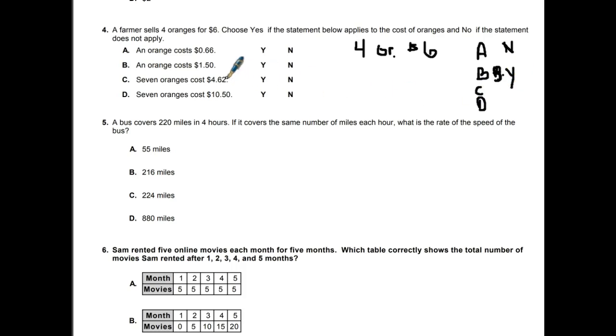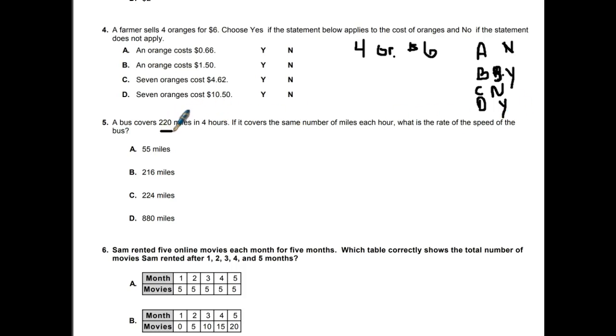C, 7 oranges cost $4.62. Well, if you found your unit rate, you would be able to then find out what the cost of 7 oranges is, and you would know that that is not a true statement. And D, 7 oranges cost $10.50. Again, when you found your unit rate and you calculated these, you know that that would be a correct statement. That is yes. So on to 5.